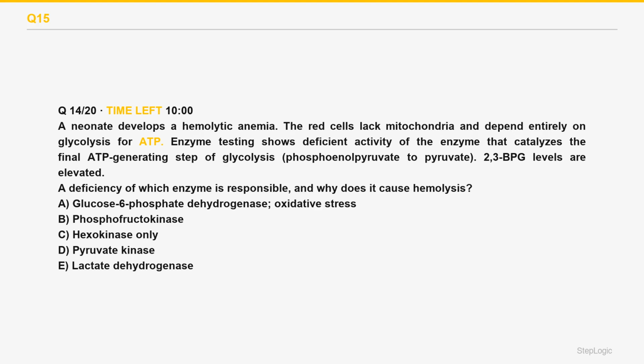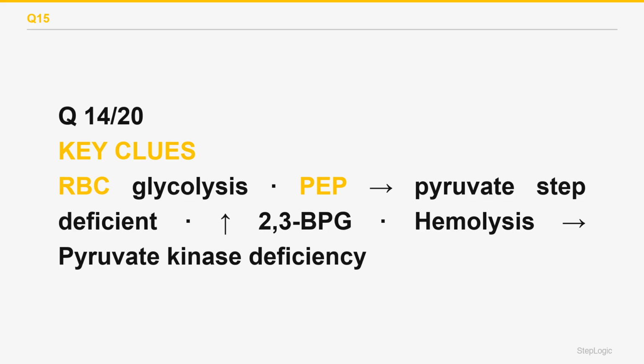Read the command: which enzyme and why hemolysis. RBC glycolysis, deficient phosphoenolpyruvate step, high 2,3-BPG, hemolytic anemia, pyruvate kinase deficiency. Pyruvate kinase catalyzes the final step of glycolysis, converting phosphoenolpyruvate to pyruvate and generating ATP.